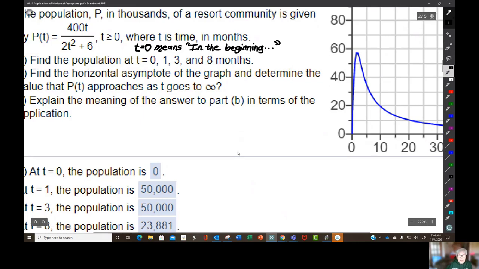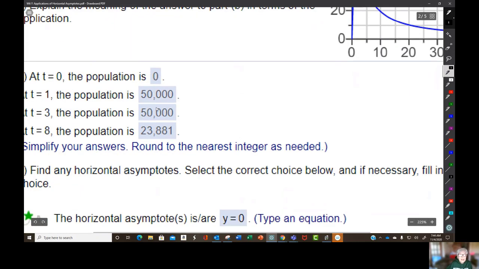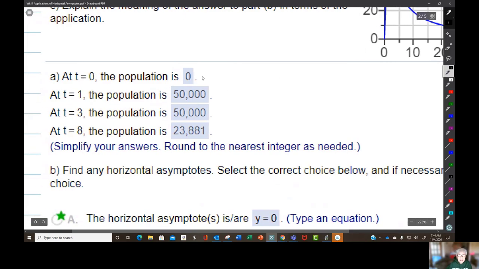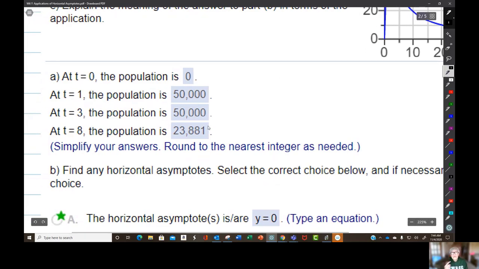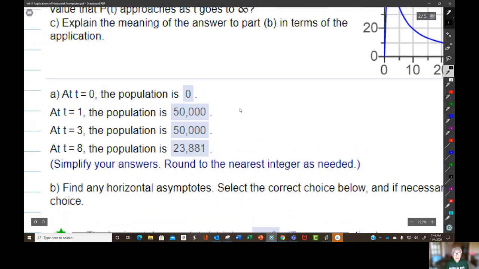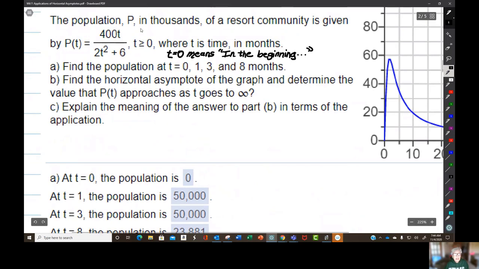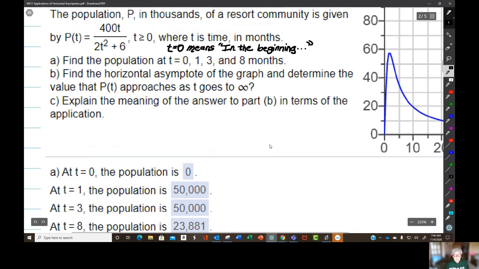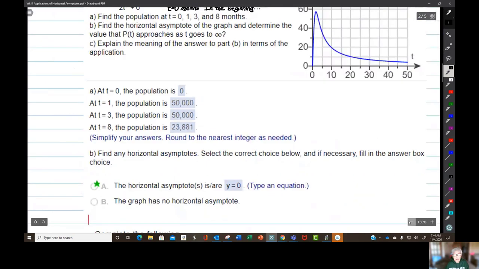Find the population. Yeah, now notice I included the answers here. So for that reason, we're going to find the first two. And then I leave it up to you on the version that you have. Probably these numbers will be a little bit different. I can make that smaller. So we'll find the first two. And then you'll know how to do it.